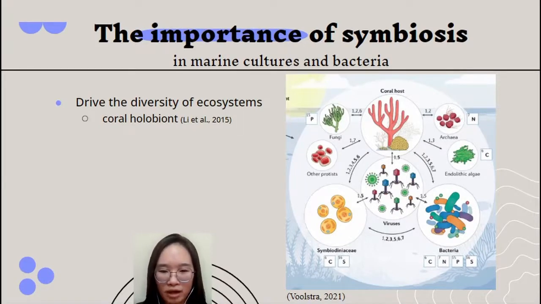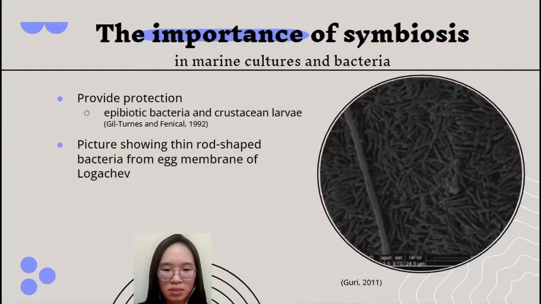This further proves the symbiosis in marine cultures and bacteria helps to drive the diversity of the ecosystem through advancing ecological succession and biodiversity formation. According to a journal, the symbiosis between epibiotic bacteria and crustacean larvae has protected crustacean larvae from fungal infection, which indicates the other importance of symbiosis in marine cultures and bacteria is to provide protection. This is important because crustaceans are an essential food source for both marine animals and humans. As a conclusion, symbiosis of marine cultures and bacteria is not only important for the survival of marine cultures and bacteria, but also for humans and other organisms.